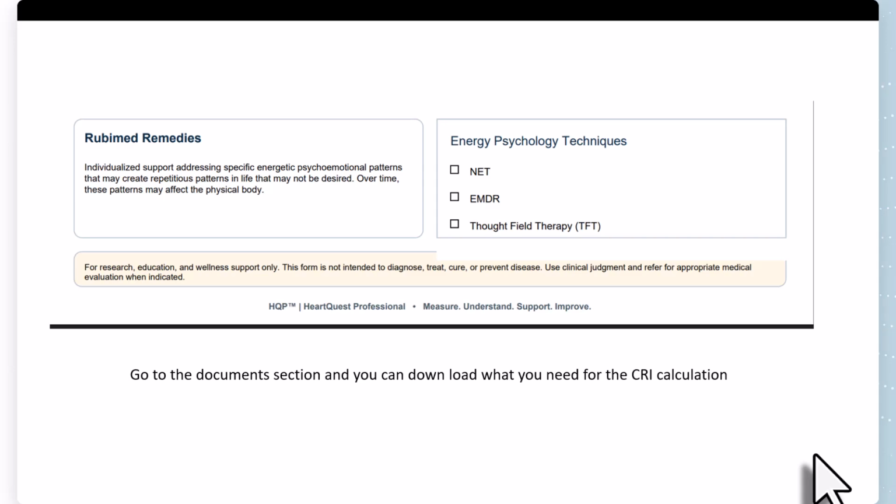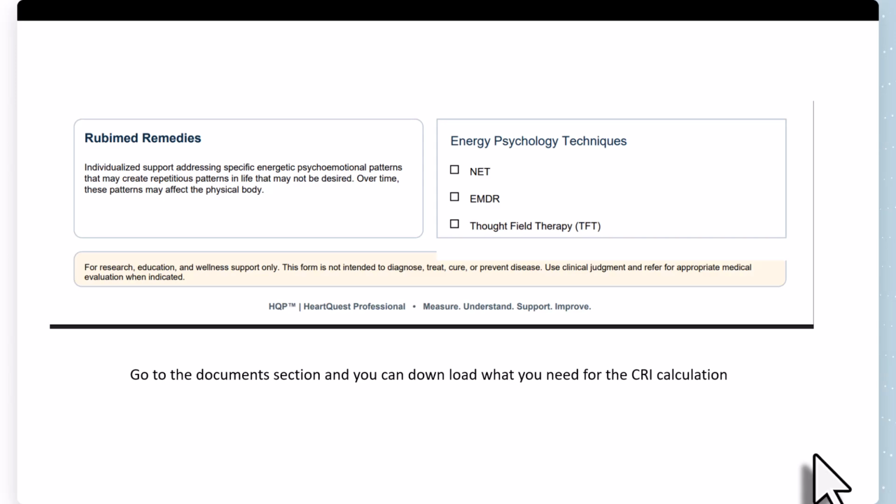NeuroVisor is really helpful with that. So I like stacking the deck with all these different modalities. Over time, these patterns may affect the physical body, and that's usually most of the time. For those who do neuroemotional technique from Scott Walker, that's a wonderful technique. EMDR, thought field therapy, or if you're skilled with all this, it's nice to combine everything.